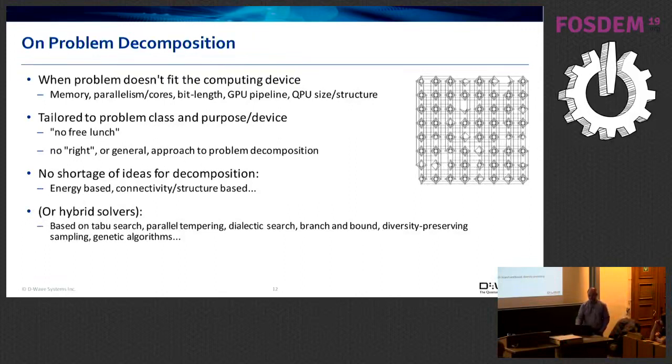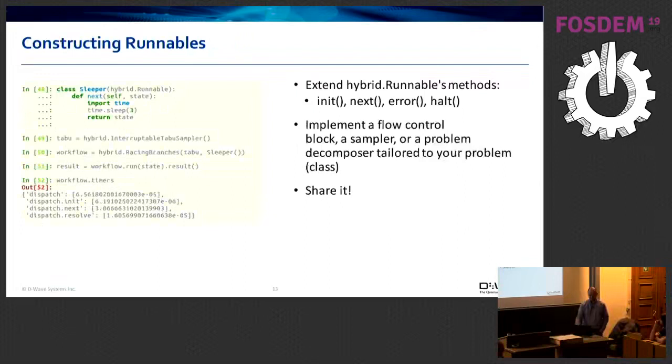And why am I talking about this? Because it's easy to construct your own runnable. You just need to extend a few methods there, and you can easily implement a new control flow block that you're missing in hybrid. You can implement a new decomposition strategy you might have, or a new sampler, for that matter. And we actually would like you to do that. It's open, it's free, so that would be great.